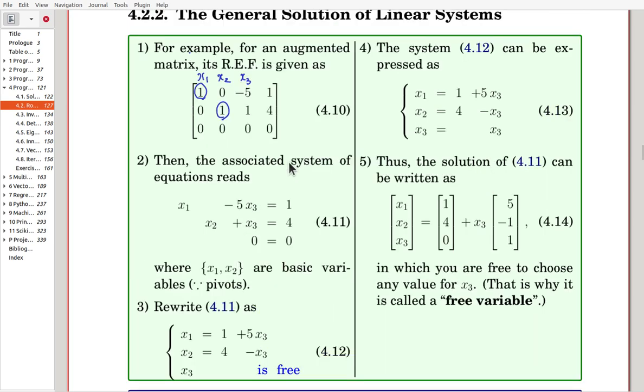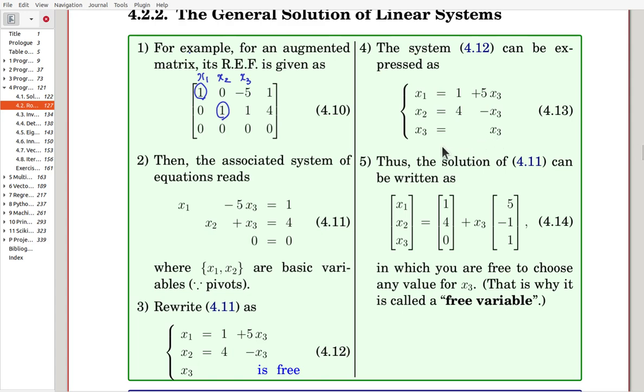Here we move everything except the basic variables. We keep basic variables on the left hand side and everything else to the right side. Then x1 is 1 plus 5x3, and from the second one x2 is 4 minus x3. Now x3 is a free variable. Rather than saying x3 is free, we can write x3 is x3, so it is always true.